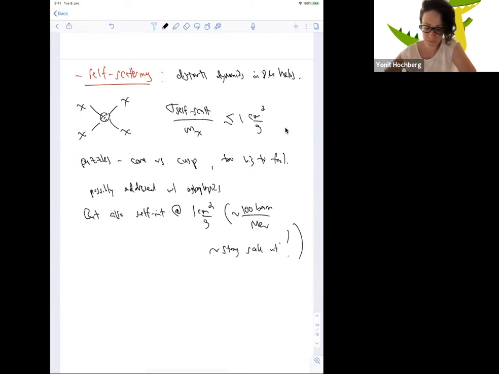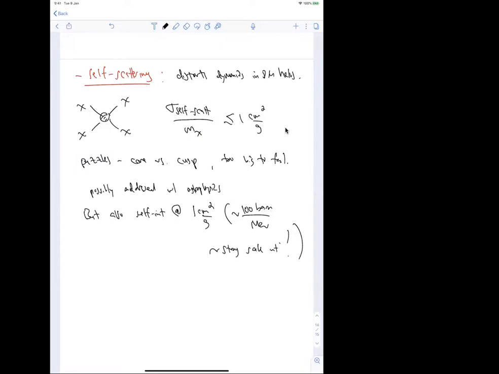Okay. I have a quick question. Could you say a little bit more about how a strong scale interaction could fix the too big to fail problem, or help with it? Puzzle, not problem.